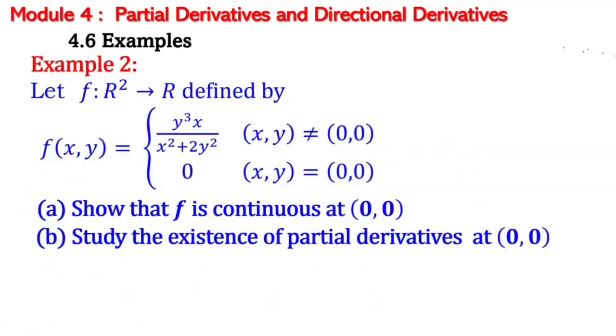Now we move to example 2, and here we have a similar kind of function. This is the expression when (x,y) is not equal to (0,0) and 0 when (x,y) is equal to (0,0). Again we have to show that f is continuous, and then we have to discuss the existence of partial derivatives at 0.